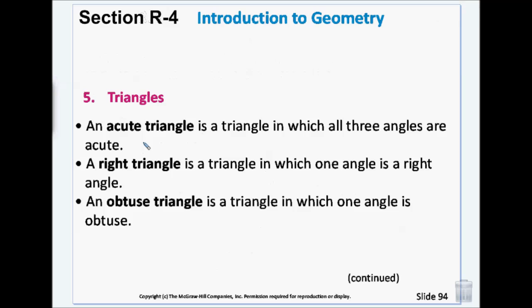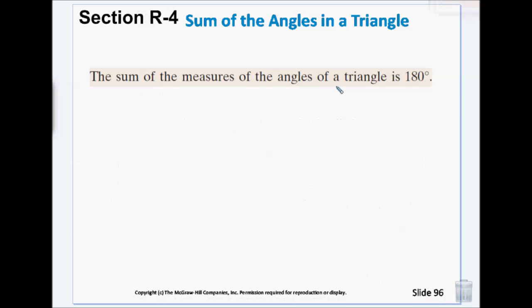An acute triangle is one where all the angles are smaller than 90 degrees. So it's a cute triangle. It's acute because it's little. A right triangle is one which has a right angle. And an obtuse triangle has one angle that is obtuse. So an acute triangle will be one of the ones that look like that. A right triangle looks like this. And an obtuse triangle is one that has a big wide open bit. The angles add to 180 degrees every time.